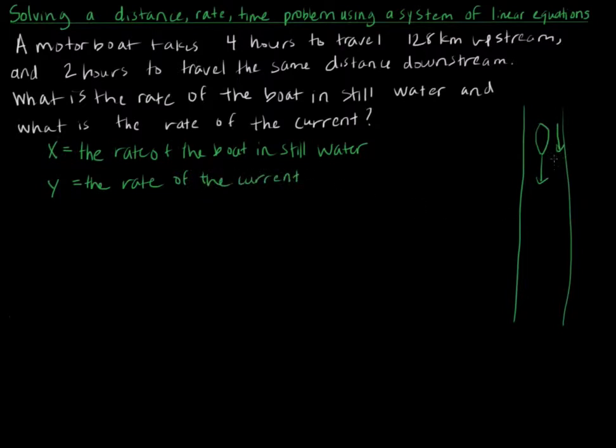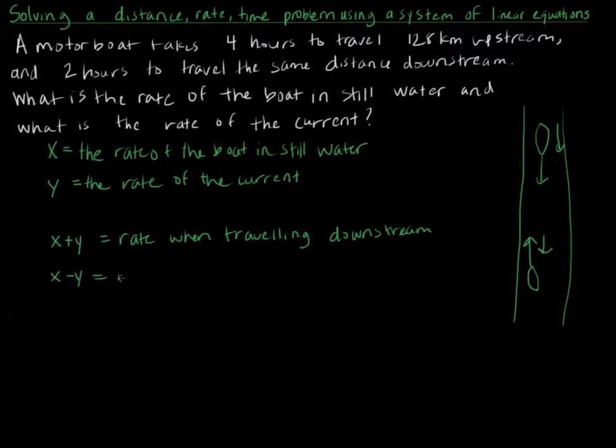When it's traveling downstream, the rate of the current plus the rate of the boat is the total rate. So x plus y is the rate when traveling downstream. Now, if we're traveling upstream instead, like this, the current is pushing against us, which means that x minus y is the rate when traveling upstream.